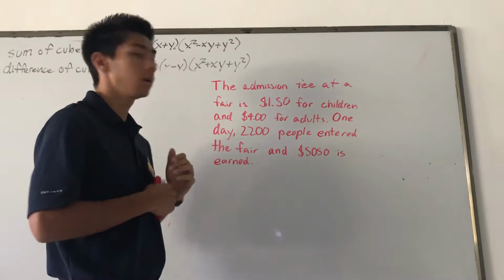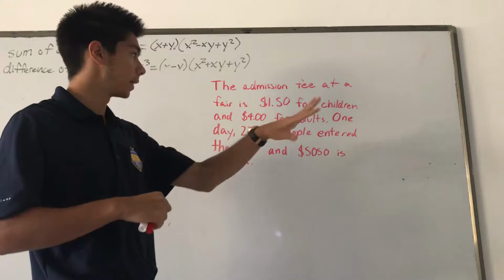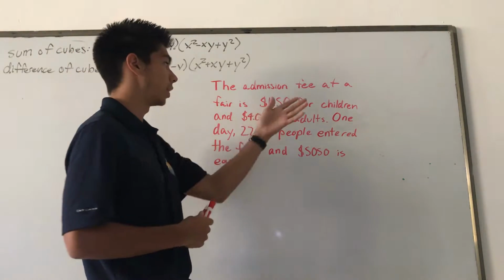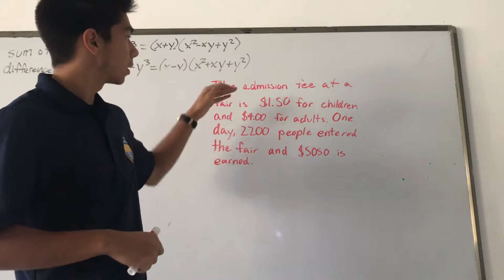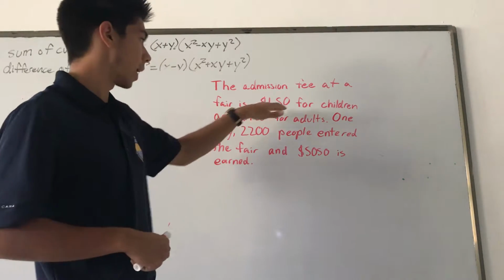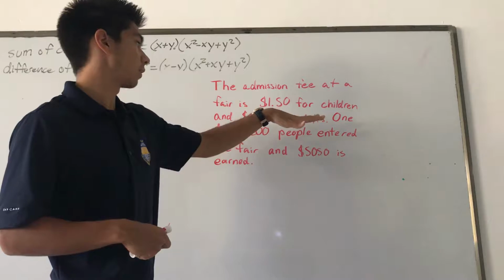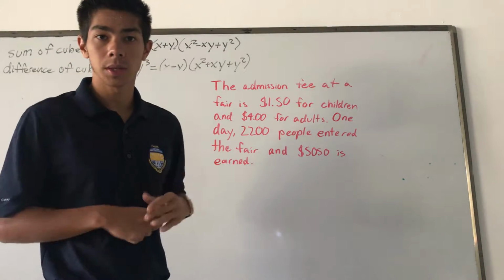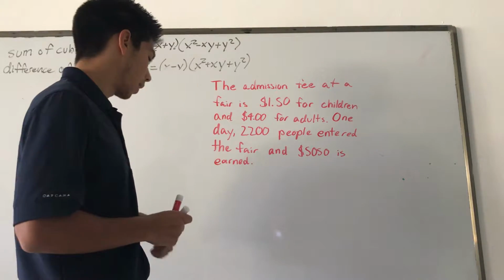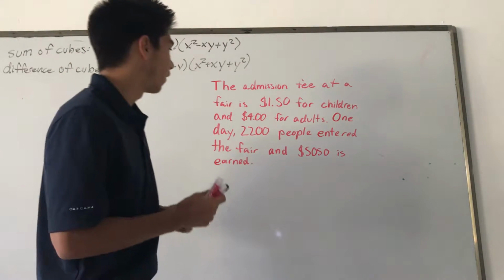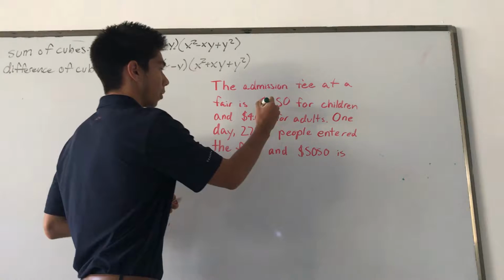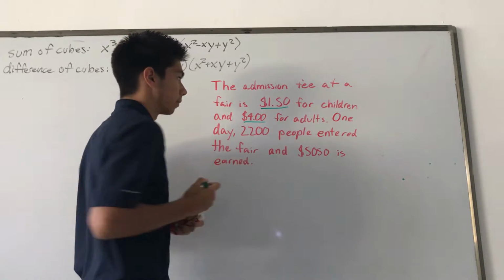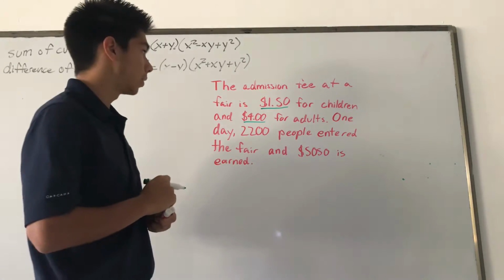So what we want to do whenever you start a problem is to go sentence by sentence and figure out what is important information that they're giving you in the problem. So if we start off, the admission fee at a fair is $1.50 for children and $4 for adults. So we're just going to look at that sentence. I can see, first of all, usually numbers are important. So I can see right away that $1.50 is probably going to be important for my problem, and that $4 is important for my problem. Okay, so I have those two things.